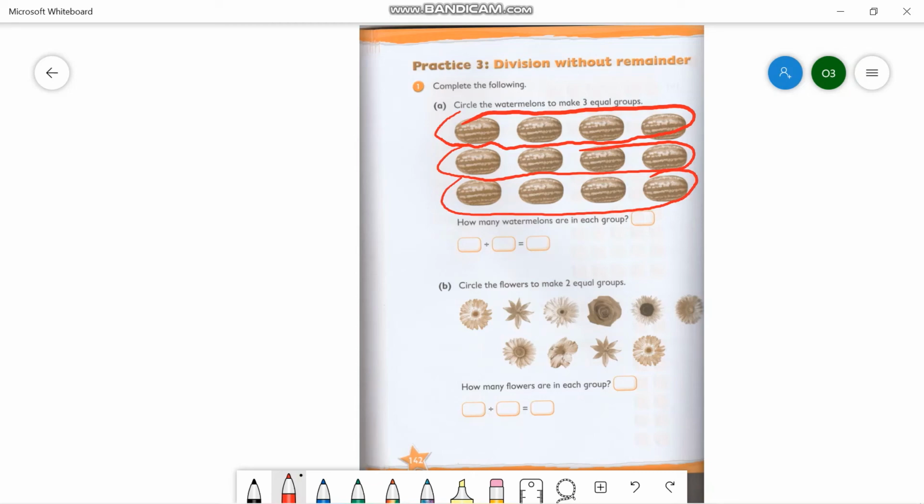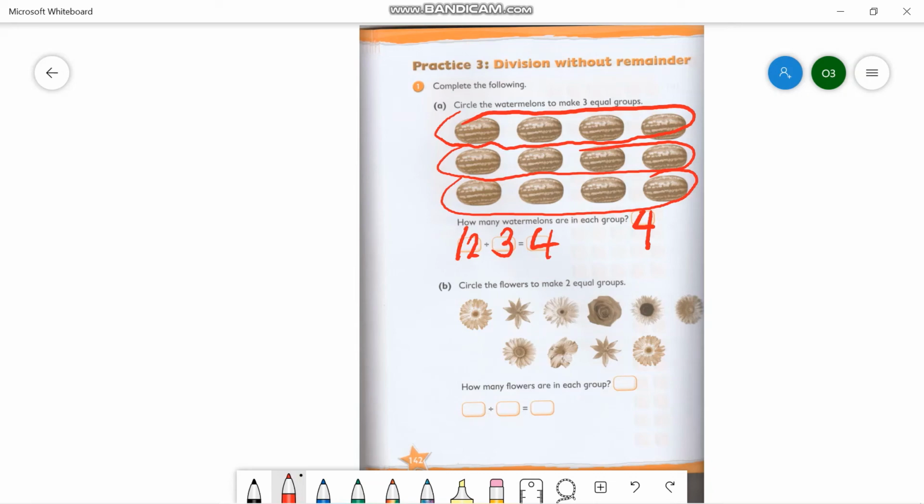Okay, now how many watermelons are in each group? 1, 2, 3, 4. So there are 4. Okay, then let's write the equation. So how many are the watermelons? 1, 2, 3, 4, 5, 6, 7, 8, 9, 10, 11, 12. So there are 12 watermelons divided into how many groups? 3. How many watermelons in each group? 4. 12 divided by 3 is equal to 4.